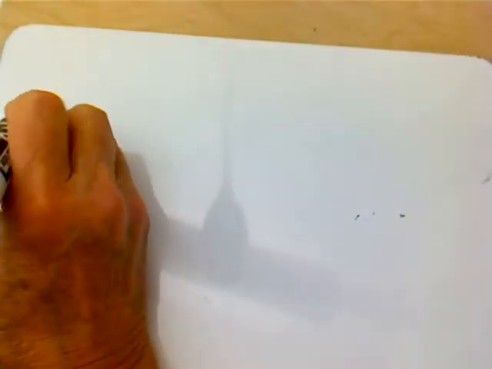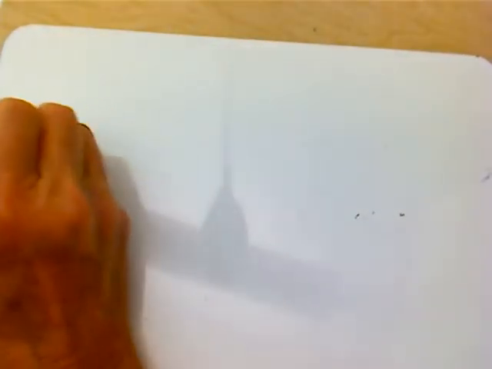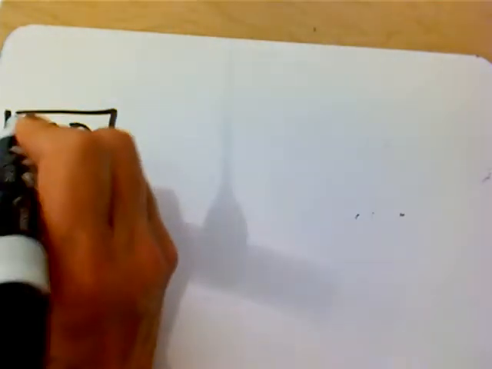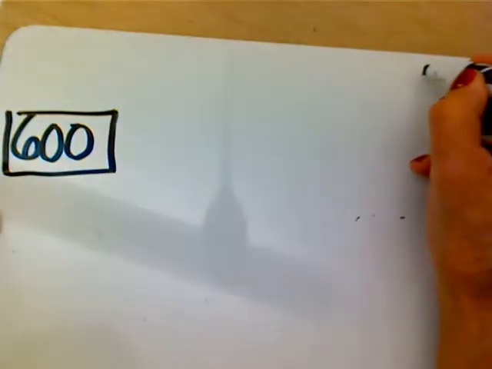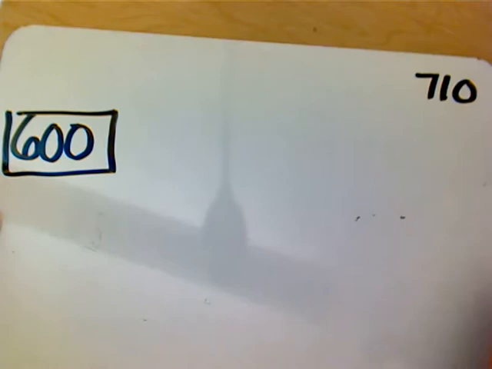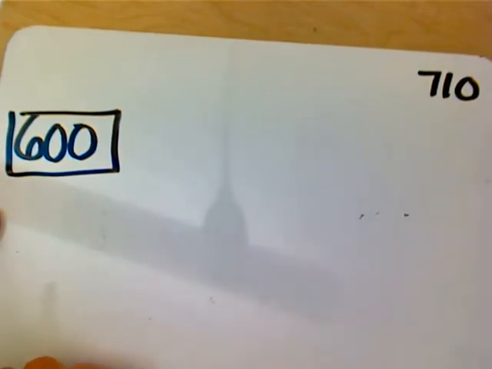This time you're going to try this next one by yourself. So you are going to start at 600. That's your beginning point. And I need you to count up to 710. Ready? And begin.